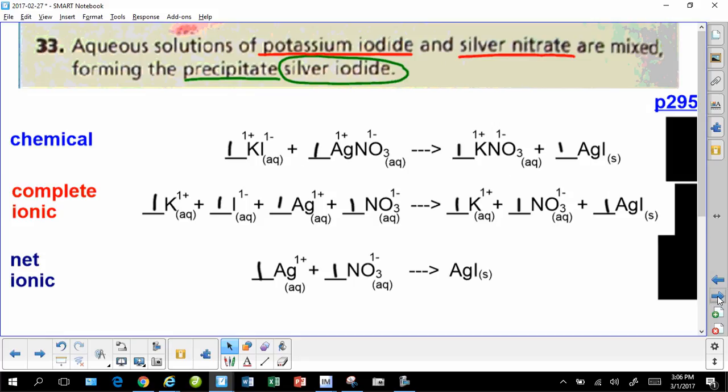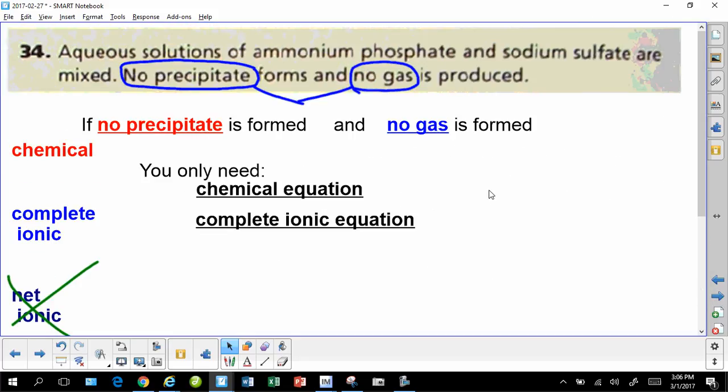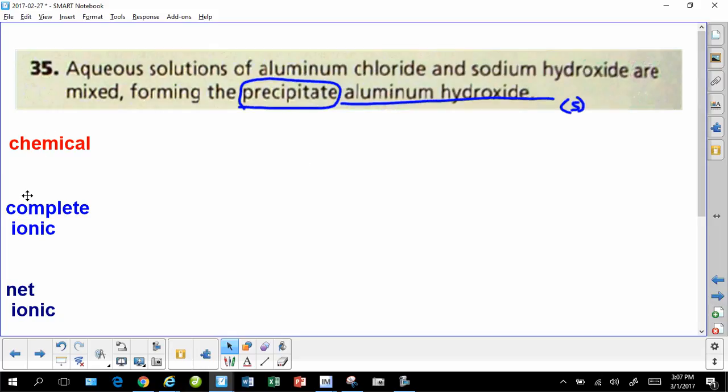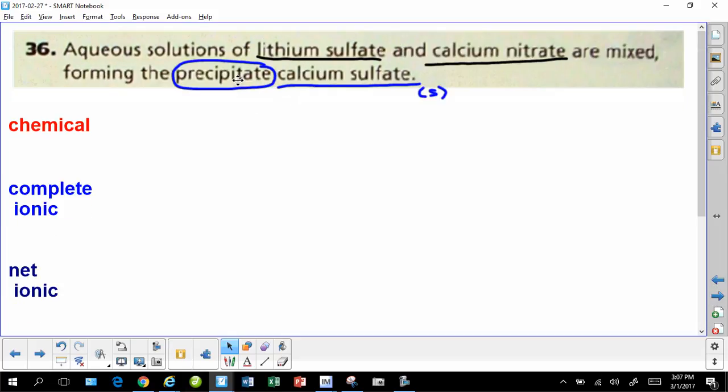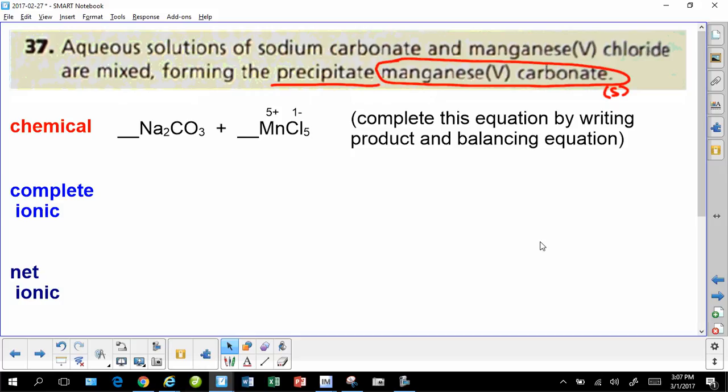Everything is aqueous. Both sides. Yeah? The ionic equation, everything is aqueous. Both sides. And there is no net equation. And this is the only problem that doesn't have the net ionic. All of the others have chemical, complete, and net, because they form precipitates. See? Precipitate, precipitate. And that does it for the directions.